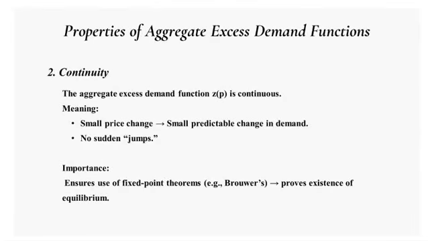Then the second property is called continuity. The aggregate excess demand function Z of p is continuous at price vector p, and Z of p is equal to 0. This states that Walrasian demand is continuous in prices, with no sudden jumps. Small price changes lead to only small changes in demand.